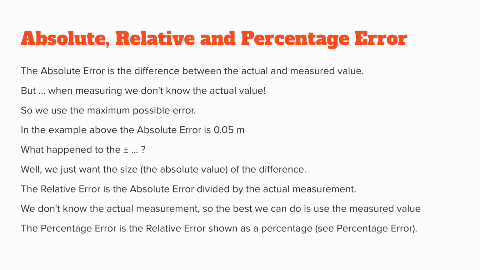The relative error is the absolute error divided by the actual measurement. We don't know the actual measurement, so the best we can do is use the measured value. So relative error equals absolute error divided by the measured value. The percentage error is the relative error shown as a percentage.